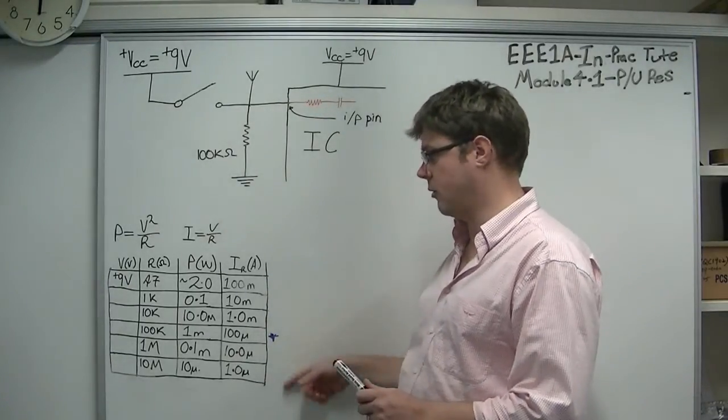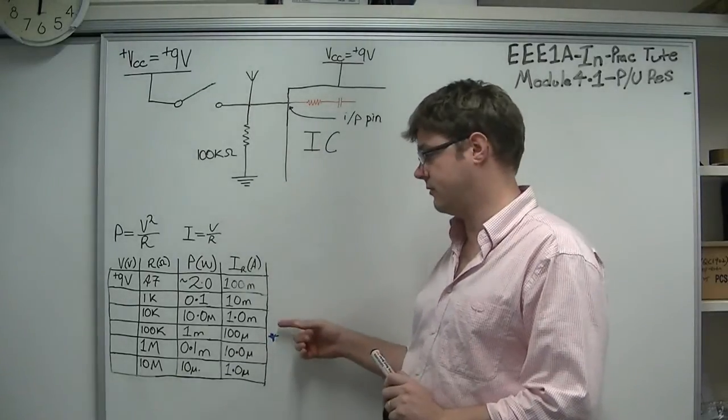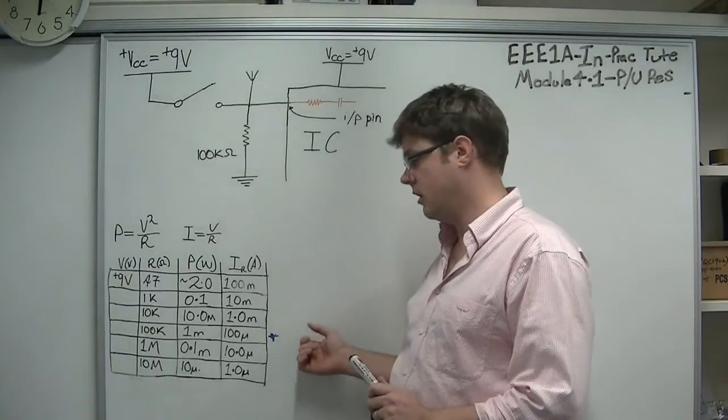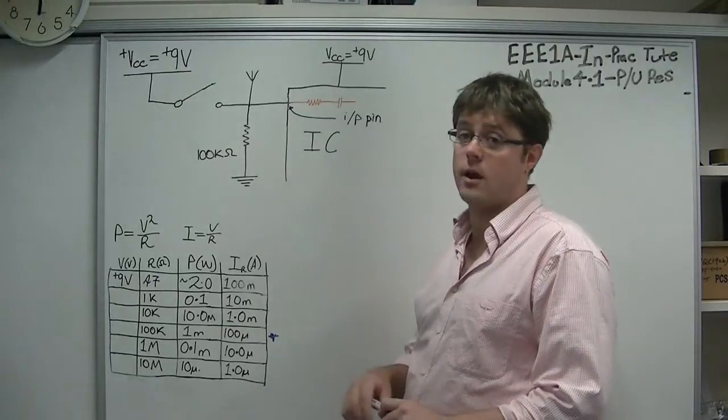So a good trade-off is somewhere in the middle here. So typically, we're going to choose about 100k. It's large enough so that the power consumption is reduced, but small enough so that we don't revert back to this open circuit case and start having spurious values.